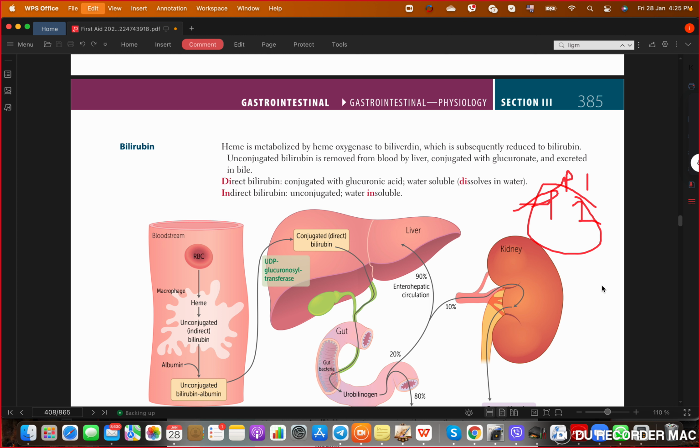This process of conjugation happens using an enzyme called UDP glucuronyl transferase. UDP glucuronyl transferase, okay? Okay, Doc, so we start over?